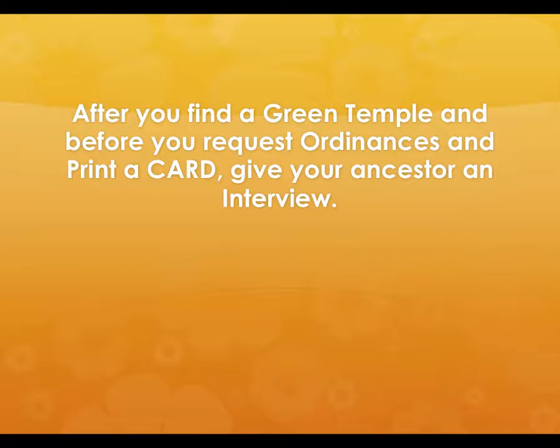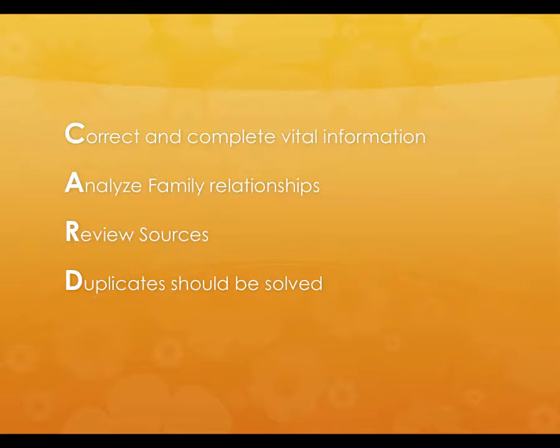After you find a green temple and before you request ordinances and print a card, give your ancestor an interview. We can remember the steps to the interview process by using the acronym CARD. C stands for correct and complete vital information. A, analyze family relationships. R, review sources. And the D reminds us that duplicates should be solved.